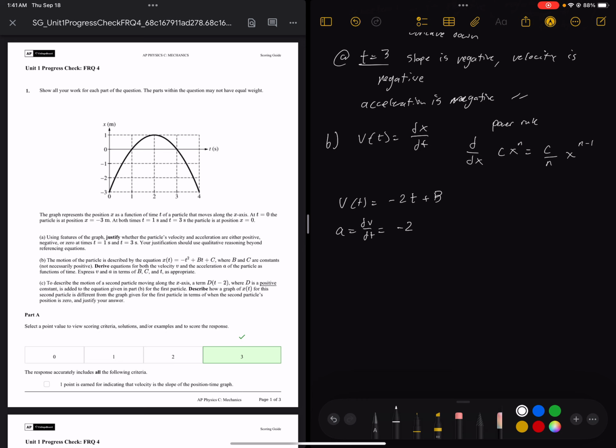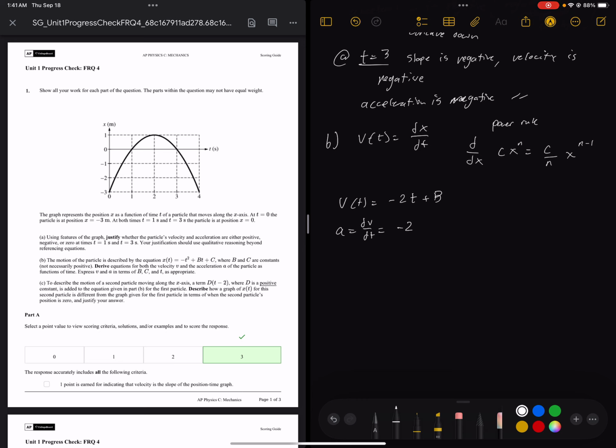Now for part C, this is where it gets a little tricky. We have to describe the motion of a second particle moving along the x-axis, a term d times t minus 2, where d is a positive constant, and is added to the equation given in part B. Describe how the graph x of t for this second particle is different from the graph of the first particle in terms of the second particle's position being 0.